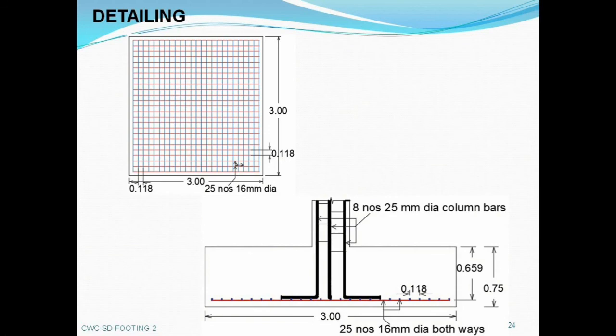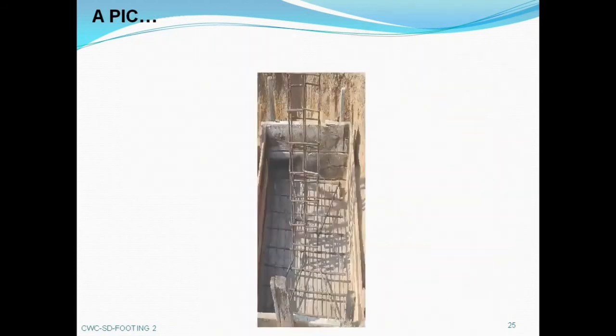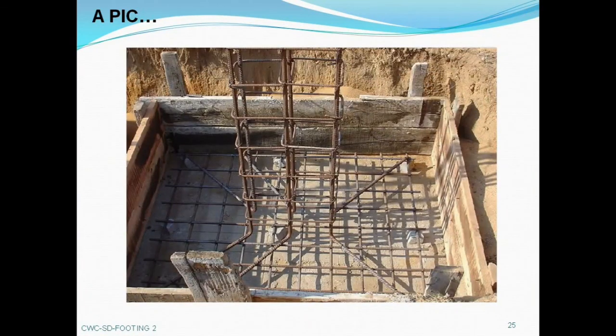The red lines indicate the footing reinforcement along one direction, and the blue lines or the blue dots indicate the footing reinforcement along the other direction. These black ones are the column bars which are extended into the footing and rest on the footing mat. Here is a picture of a similar kind of footing showing the distribution of reinforcement.